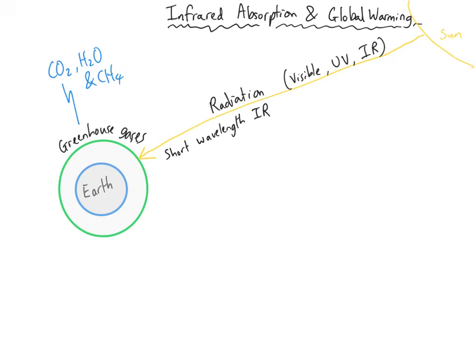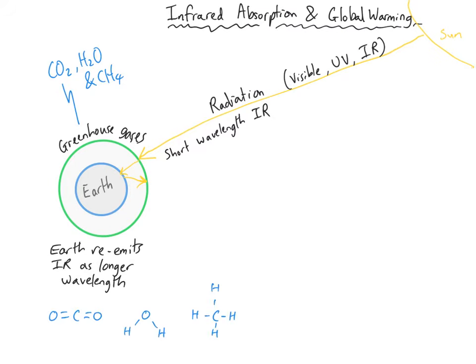Now, the infrared radiation that comes from the sun is short wavelength infrared, and that isn't absorbed by the greenhouse gases, so it passes straight on through and hits the Earth and warms it up. This absorbed infrared radiation is then re-emitted by the Earth as longer wavelength infrared radiation. The significance of this is that the longer wavelength infrared radiation can be absorbed by the greenhouse gases.